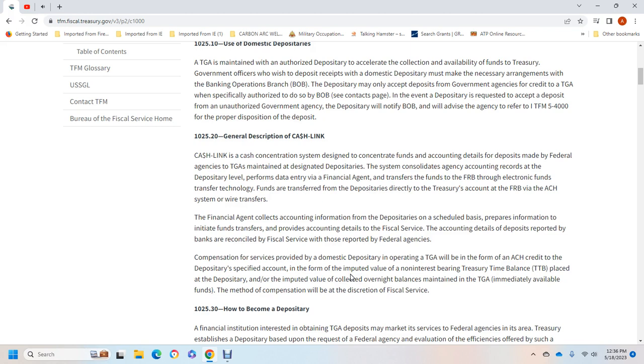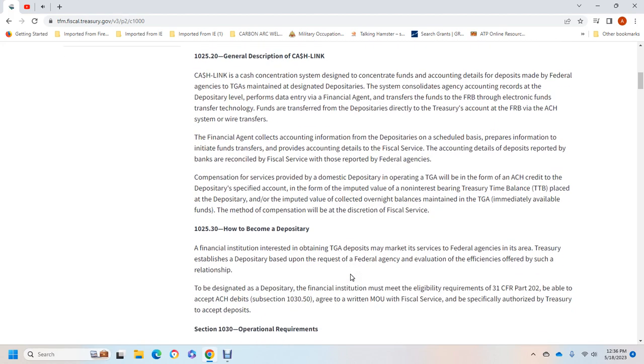The compensation for the services provided by the domestic depository operating the Treasury General Account will come from the automated clearinghouse to the depository, in the specified amount on the form. It is imputed value with a non-interest-bearing Treasury time balance placed at the depository, and or imputed value of the collected overnight balances maintained in the Treasury General Account, with the compensation at the discretion of official services.